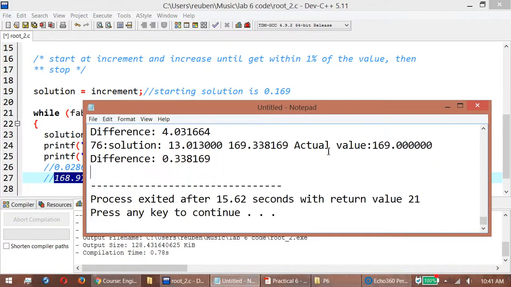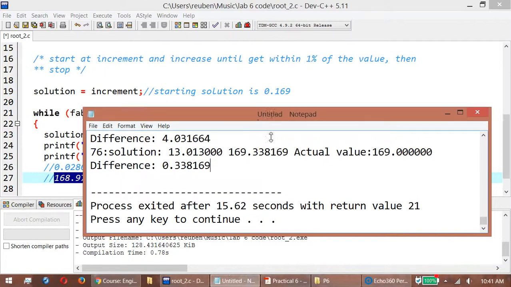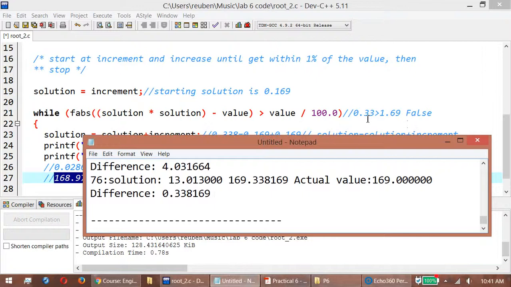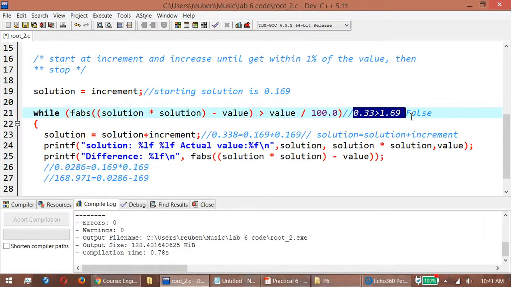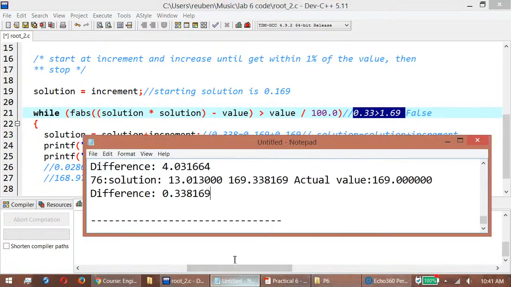And the difference here you see is 0.33. This is less than 1.69, which is the condition when the loop becomes false, when the difference is less than 1%. In this case, on the last iteration, the difference becomes 0.33, and of course 0.33 is smaller than 1% of 169, which is 1.69. So the condition becomes false, and this is the final solution. Okay, final solution is 13.01.